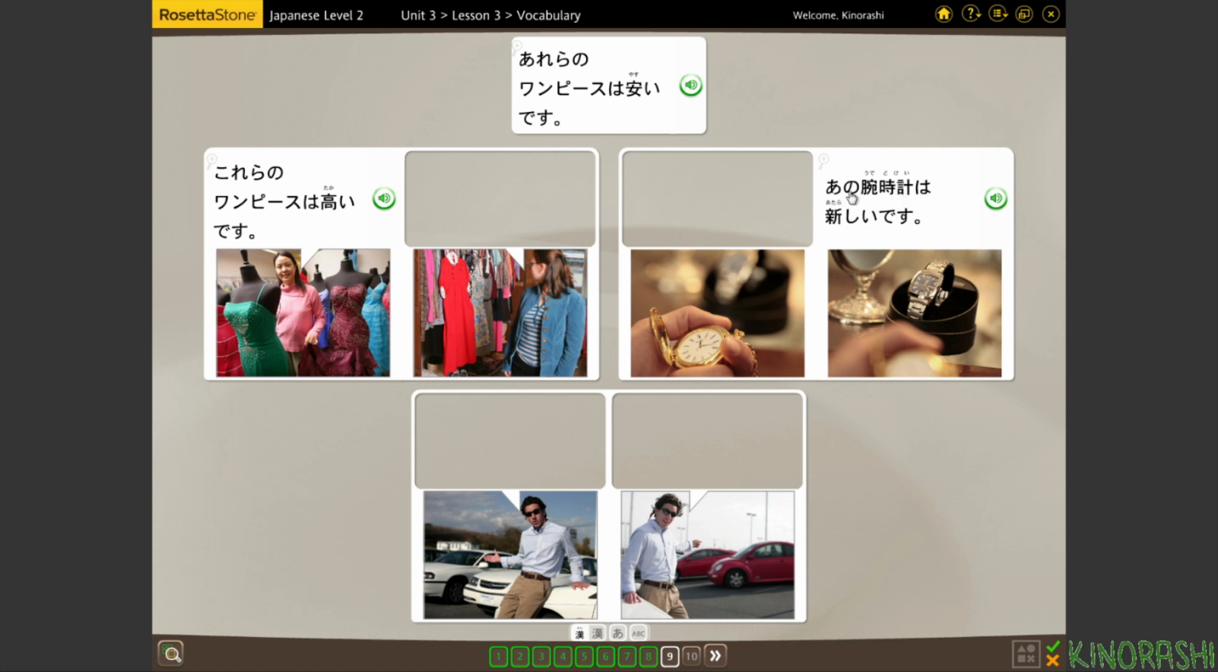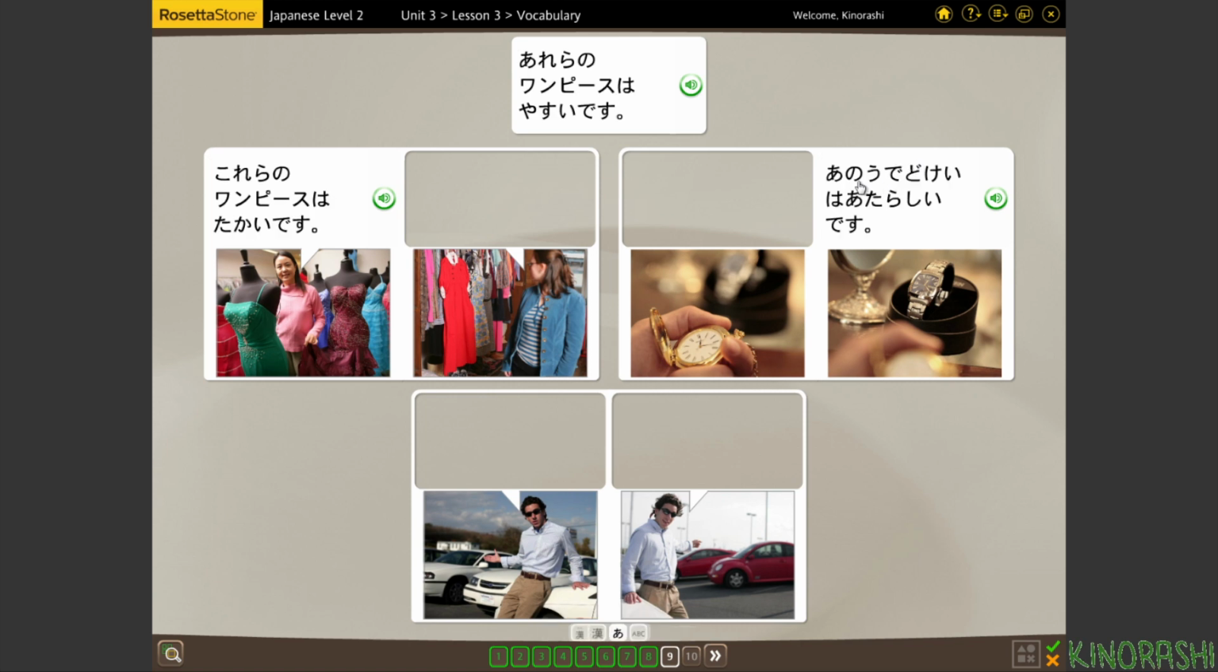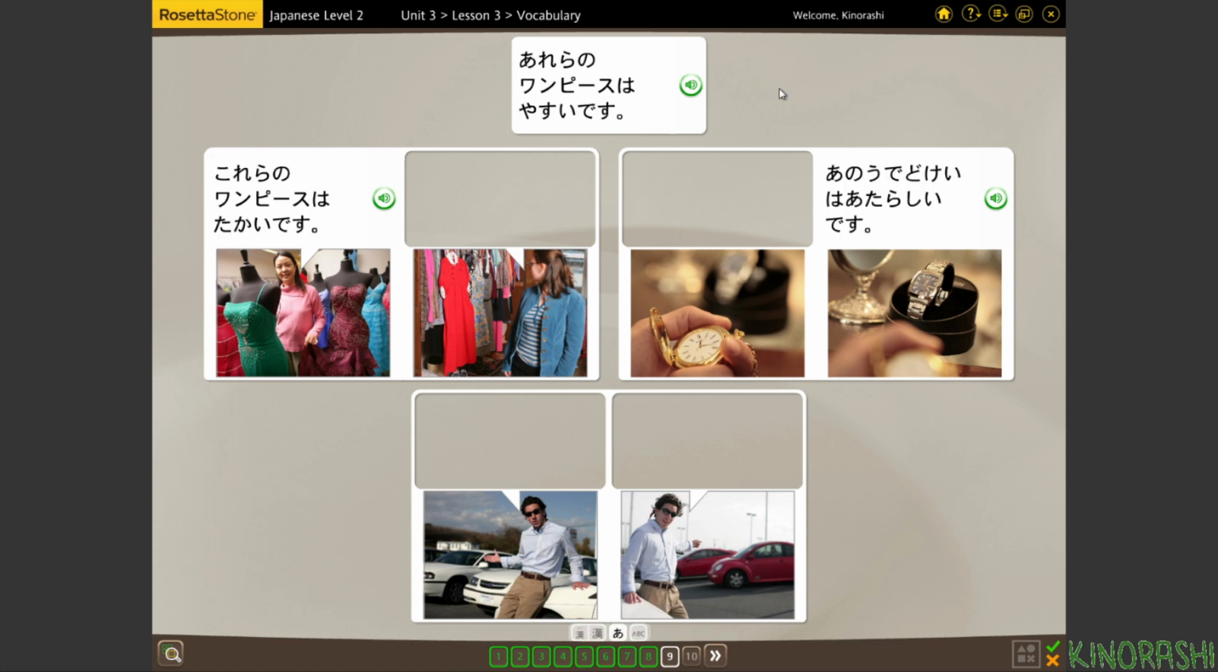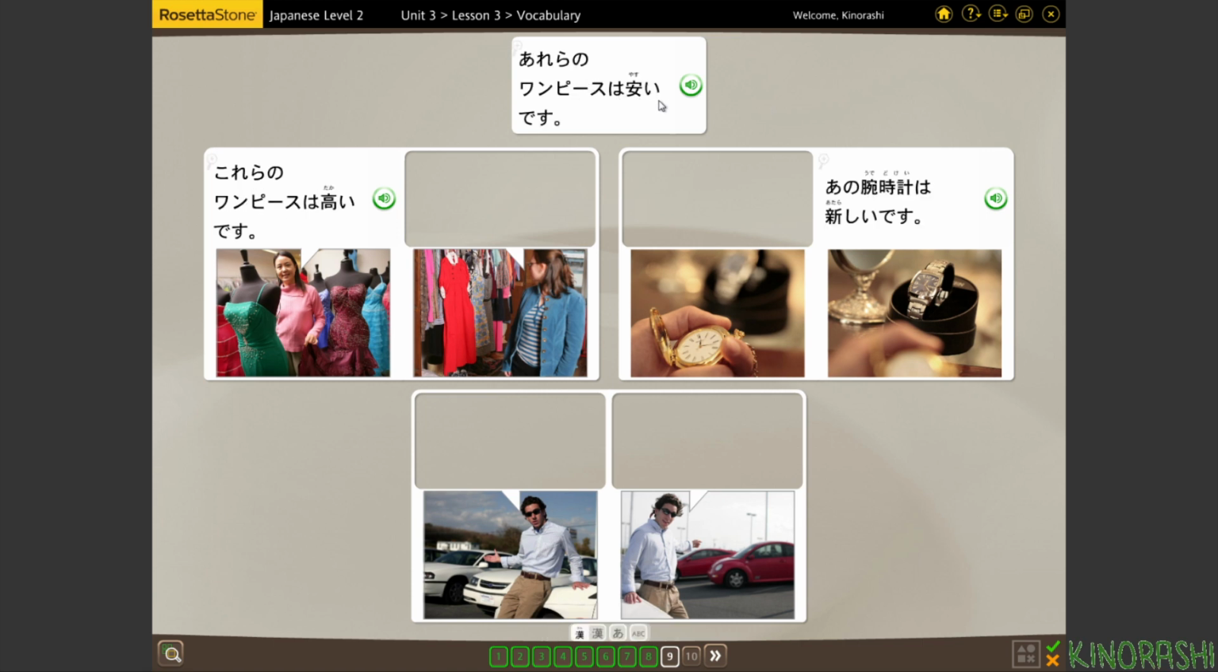Also, here's an example where it's talking about where ano and then the noun, the wristwatch, is new. Only this, unlike in English though, this implies that it's far away from both the speaker and the person listening. Arera no one piece wa yasui desu. Yasui?